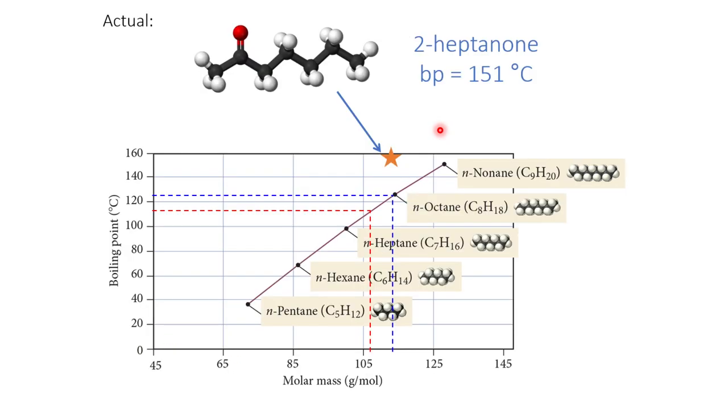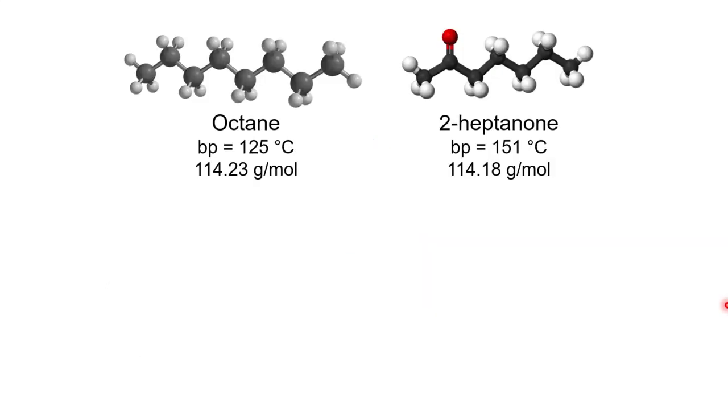Turns out that it isn't there. It's actually got a higher boiling point than even nonane, which has 9 carbons. So the boiling point of 2-heptanone is much larger than the boiling point of heptane. So why is this? Well, if we look at this, we have that double bonded oxygen versus where you have something like octane, which has basically the same molar mass, but still a lower boiling point.